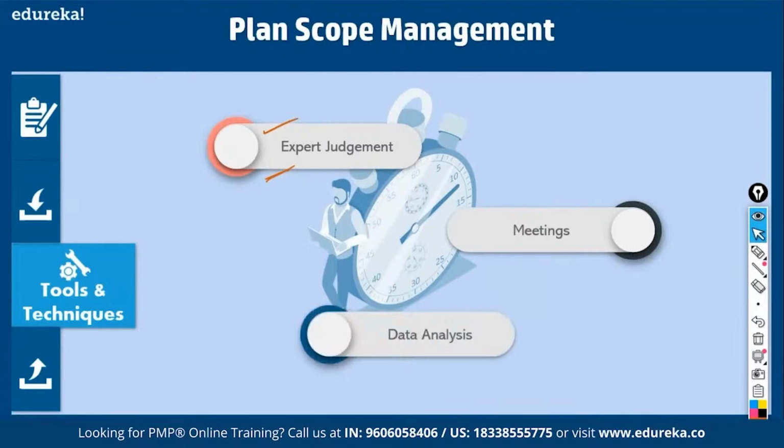Then data analysis. So what type of data do you need to analyze? See, if you have to define scope, you have to gather a lot of data relating to alternative ways of collecting requirements. Should I have interviews or should I have questionnaires, right? How to create a product? What are the alternative ways of creating a product? What are the alternative ways of inspecting? What are the alternative ways of gaining acceptance, validation, etc. So that is called data analysis.